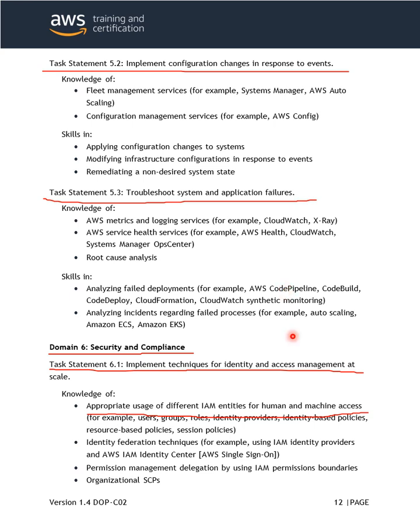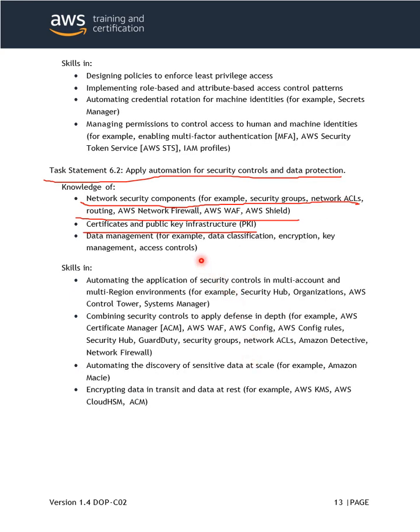And in security and compliance, implement techniques for identity and access management at scale. It requires knowledge of appropriate uses of different IAM identities for human and machine access, single sign-on, identity provider, organization SCPs. Network security components: security groups, NACLs, routing, Network Firewall. Certificates and public key infrastructure, data management, data classifications. You should get knowledge of these concepts.